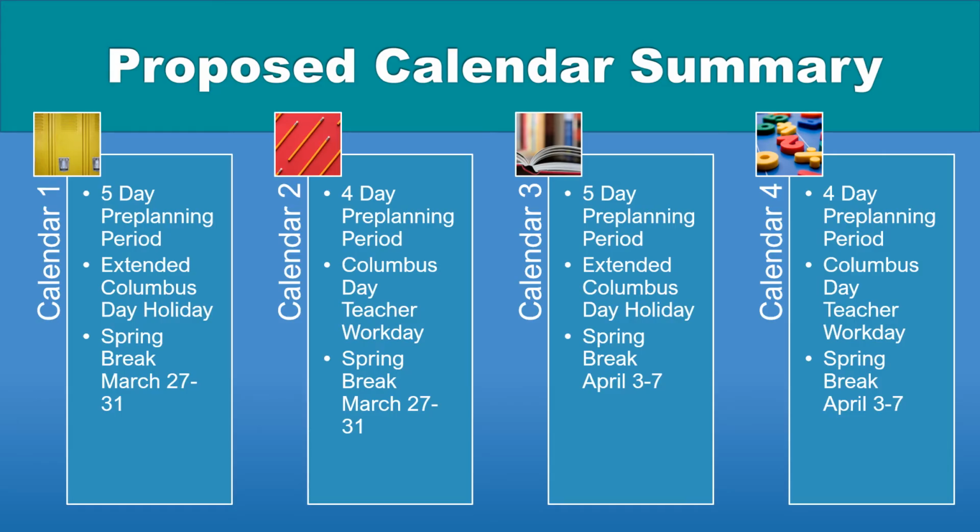This year, our proposed calendar summary looked very similar across 4 calendars, but there were 2 major differences. The first was the number of days in our pre-planning period, and the second involved when we would host spring break, either the last week in March or the first weekend in April. We brought those calendars forward to share in our surveys for our employees and our families.